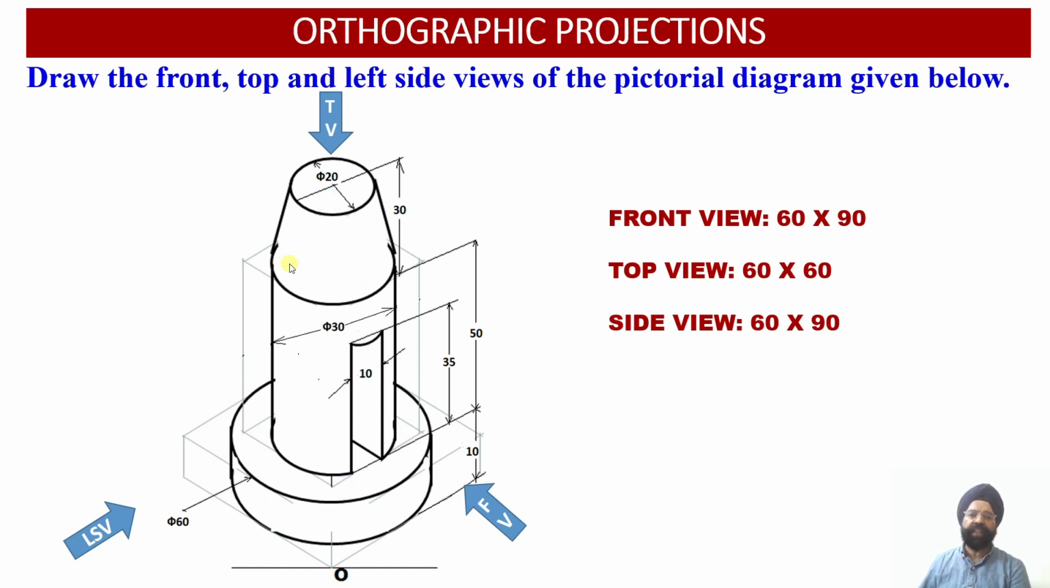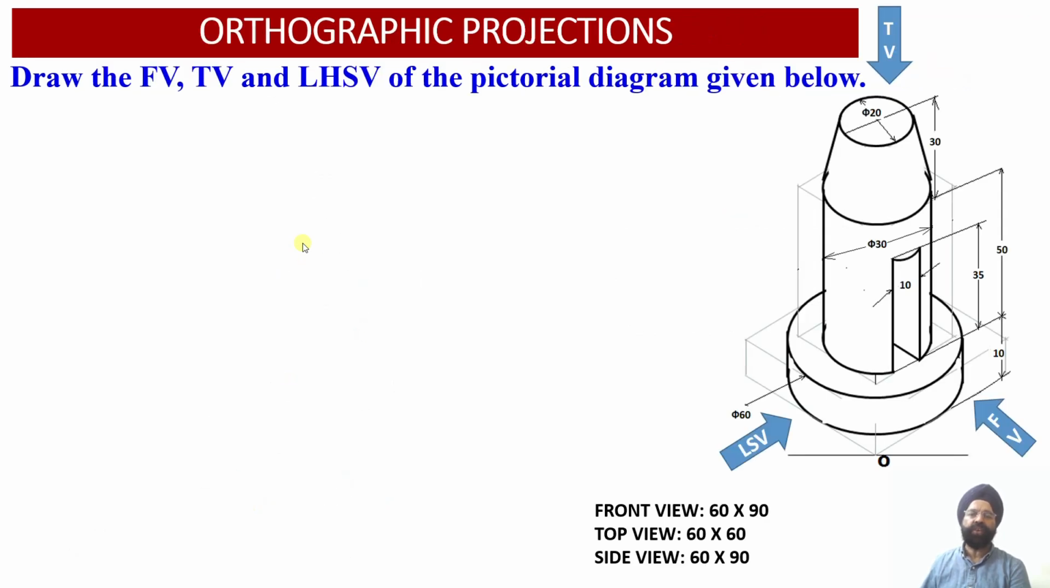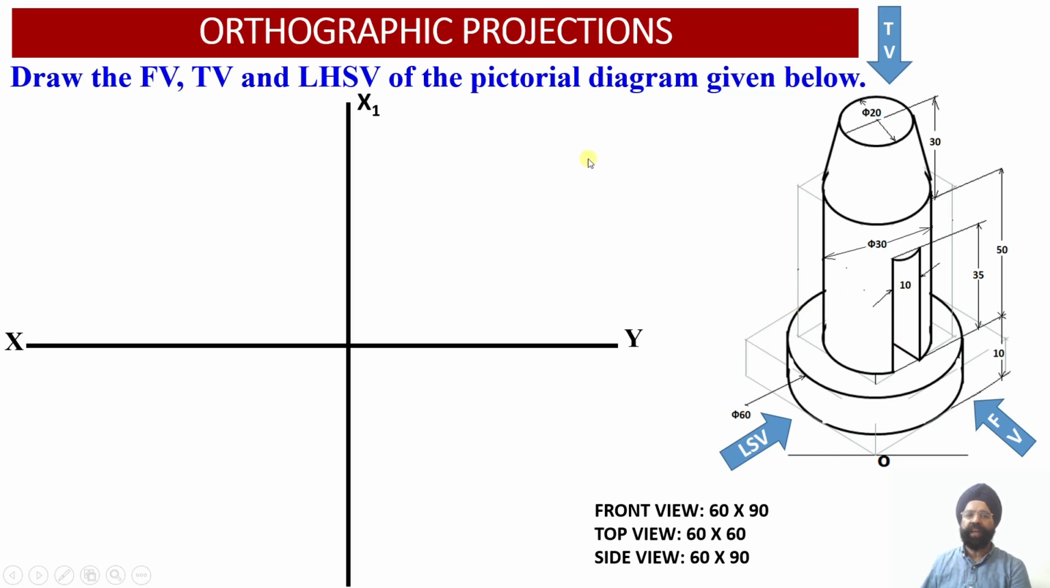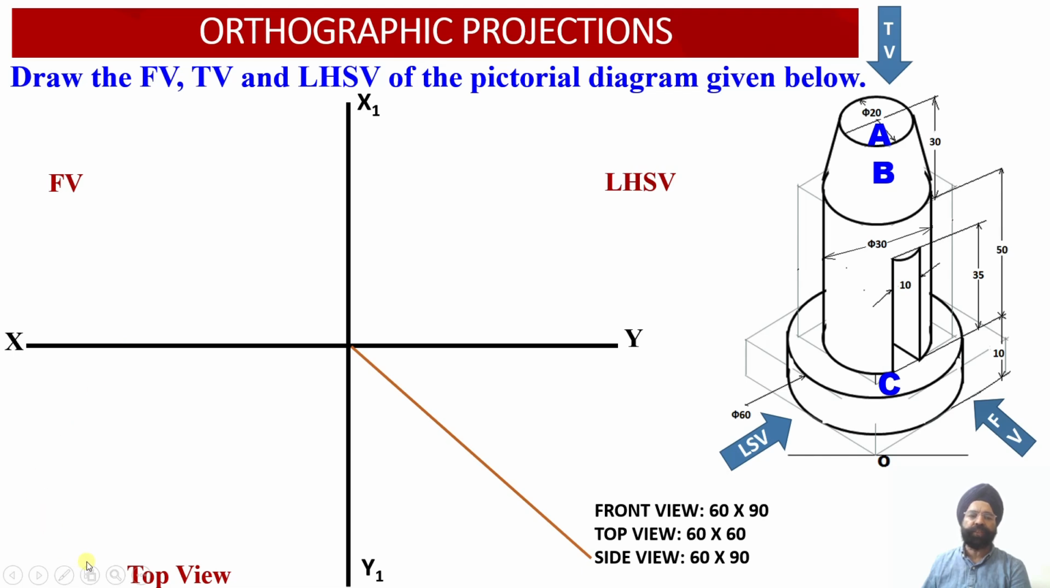Now let us start with orthographic projections over here. Here we have the solid whose projections are available. We are required to draw the front view, top view and left hand side view of the solid. Since the left hand side view is to be drawn, it will be projected on the right hand side. So over here we are going to have the front view of the solid above the XY reference line. The top view of the solid will be drawn below the XY reference line, and the left hand side view will be drawn onto the right hand side.